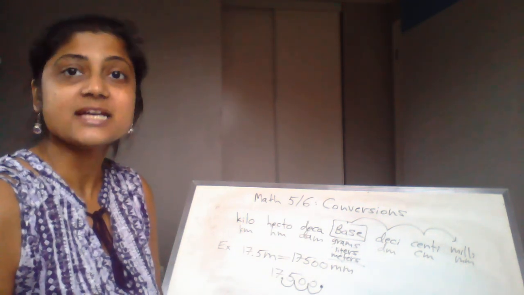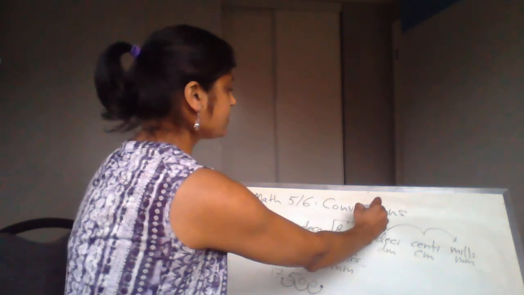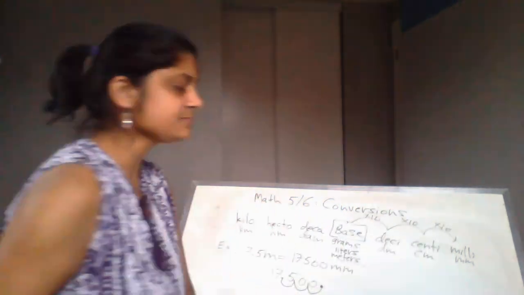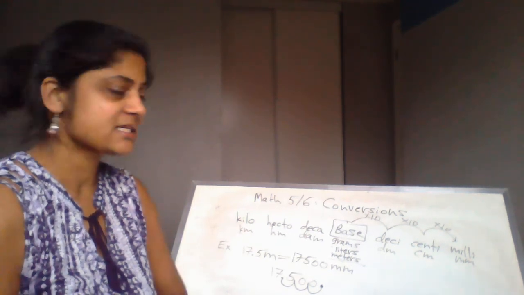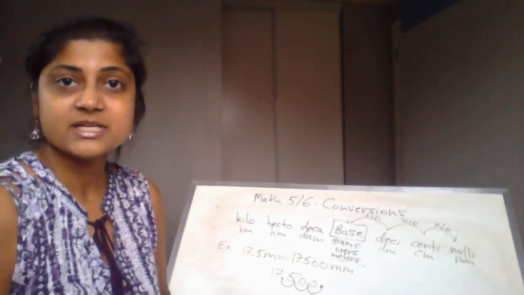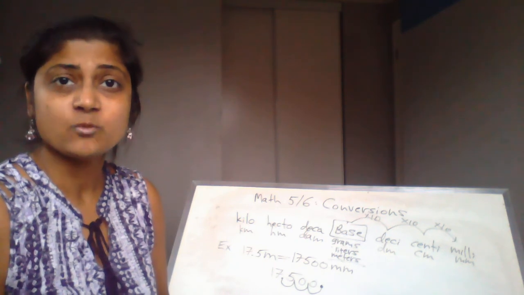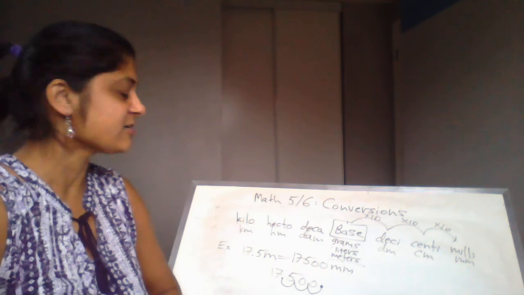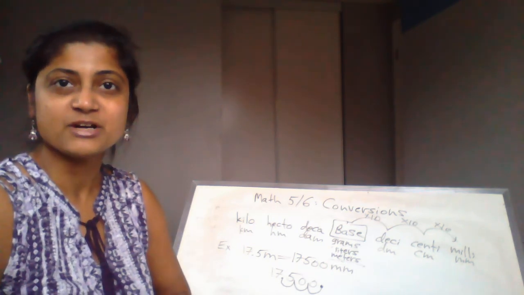And each time, because I'm moving to the right, I'm actually multiplying by a base of 10. That's what each jump is. So I'm going to put times 10, times 10, times 10. What I can do is take 17.5 and multiply it by 1,000. And if you use your calculator to do that, you'll notice our answer is 17,500.